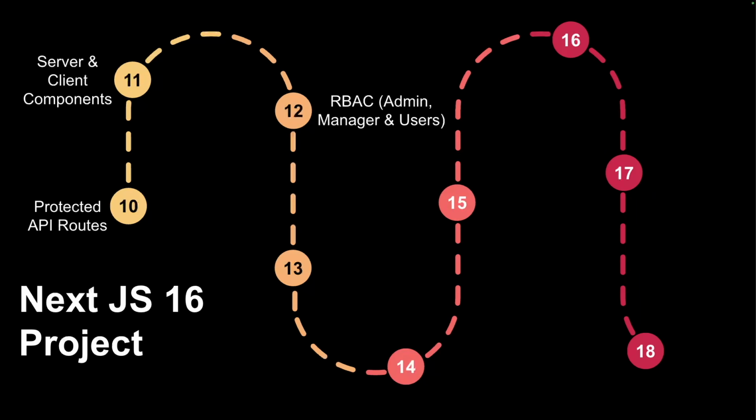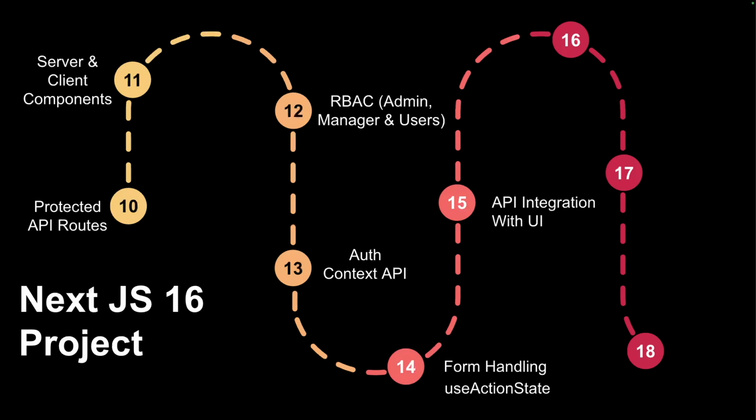Once we have that, the next thing we will do is we are going to make the setup of the role-based access control. So we will be having different types of entities like the admin, a user or a manager, and each of them will be having their specific views. After that we will be having the context API that is going to manage a centrally authentication state for our application. Next we will understand how we handle the forms using the React 19 use action state hook. After that what we will do is we are going to have our APIs integrated with our user interface.